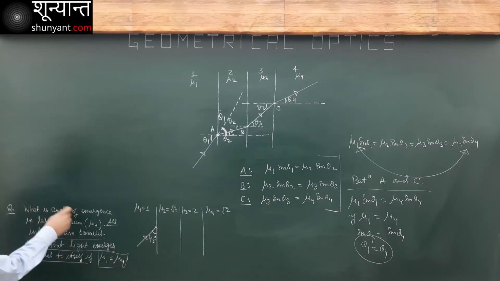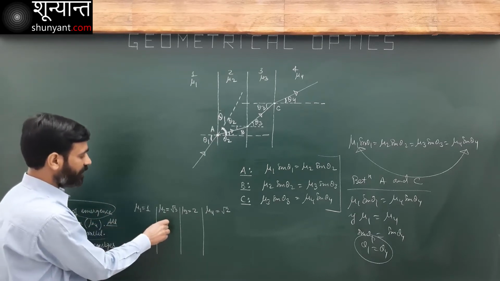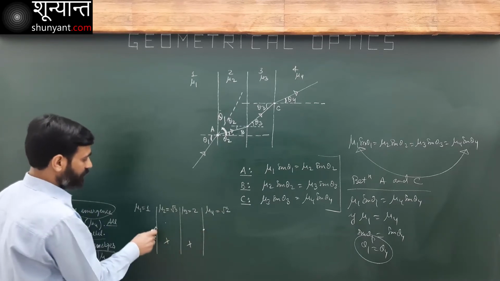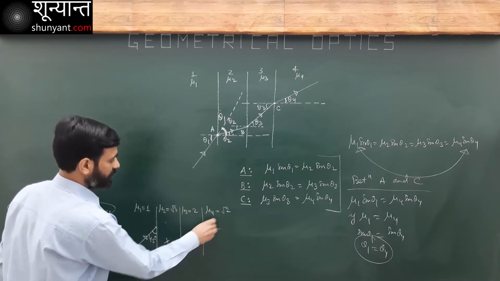Now, what is the angle of emergence in the last medium? I don't have to worry about the intermediate mediums here. I can directly write Snell's law between this point and this point. Let's say that this is the final angle.